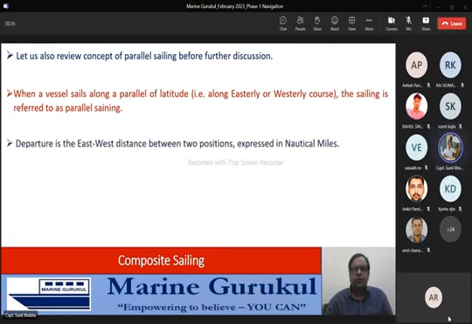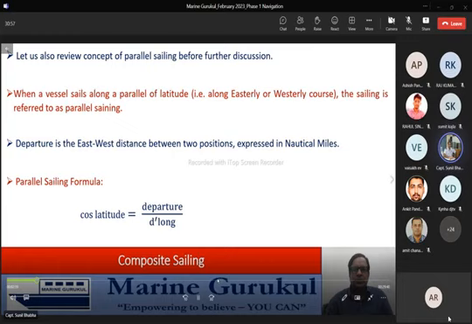Now, departure is the east-west distance between two places expressed in nautical miles. So please note, it has to be expressed in nautical miles, and it needs to be the east-west distance between the two places or points. Now we have a parallel sailing formula, which gives us a relationship between d long and departure, and we all know it. Cosine of latitude is equal to departure upon d long.